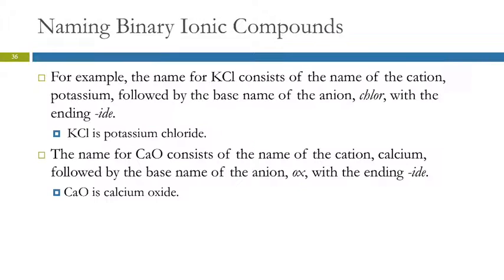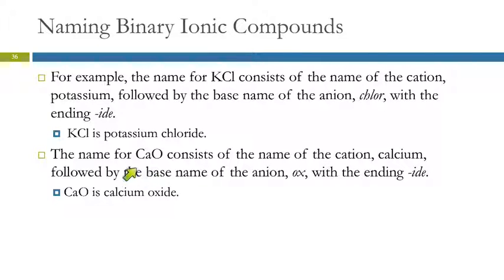So KCl, the cation is potassium. It's in group 1A, doesn't need a Roman numeral. So the name of the cation is potassium. Chlorine becomes chloride, and so the name of the compound is potassium chloride. It is not capitalized. It's not a proper noun. There is a space between the two words, just like when you write your first name and your last name, you leave a space between the two names.